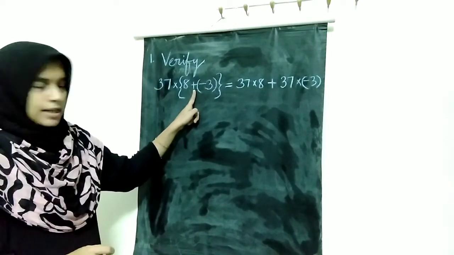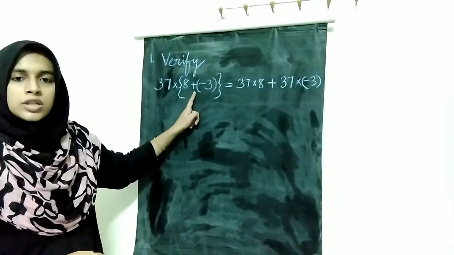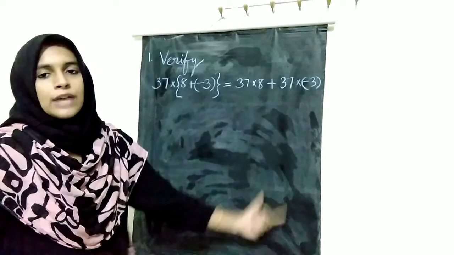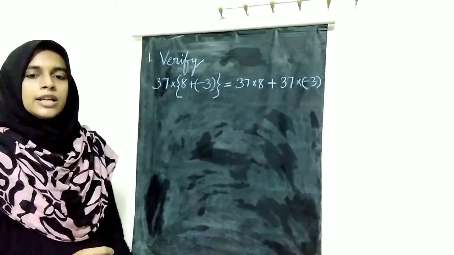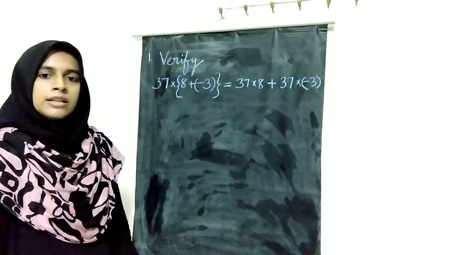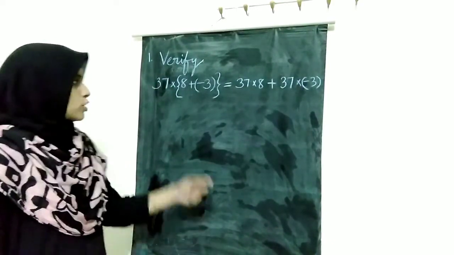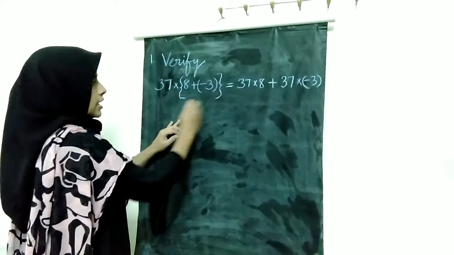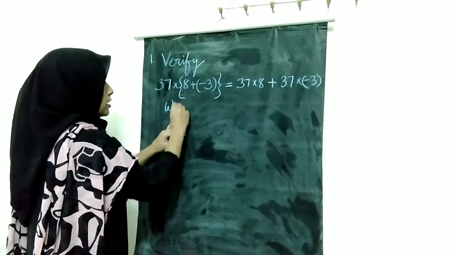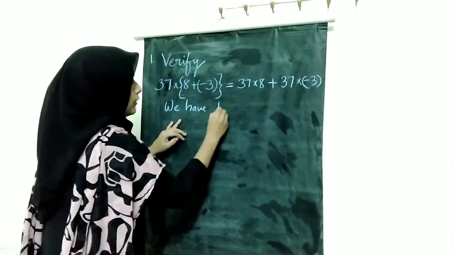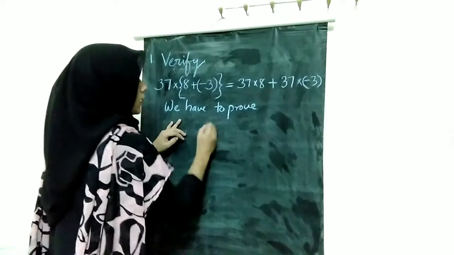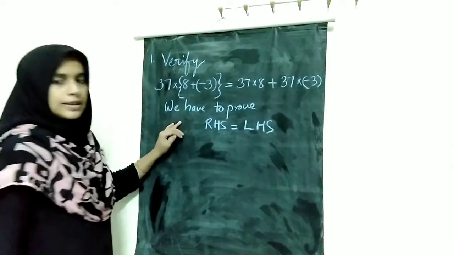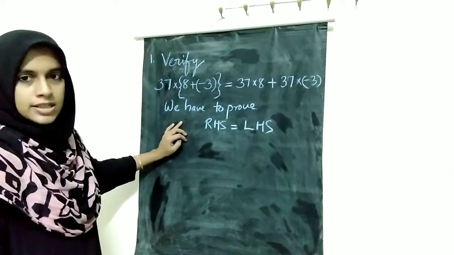Distributive over addition. So when you get this type of question, you have to find the right side of the equal sign and the left side of the equal sign. Then you have to prove both are getting the same number. Okay. So here I am going to do this part of the equal sign. So you have to write, we have to prove RHS is equal to LHS. Then we will verify the answer.